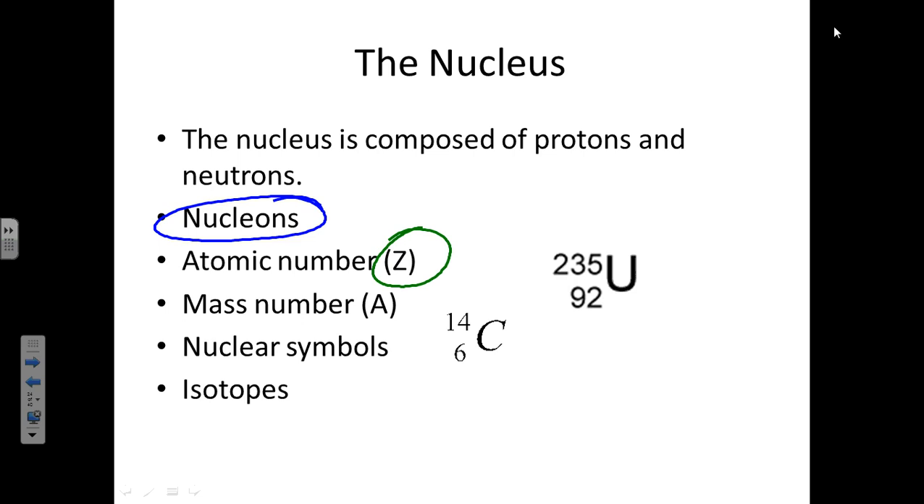Protons plus neutrons. We have these nuclear symbols, like these two. It's uranium 92, 92 protons. If we want to find the neutrons, what do we do? Subtract them. So go 235 minus 92. Carbon 14: 6 protons and how many neutrons? 8.